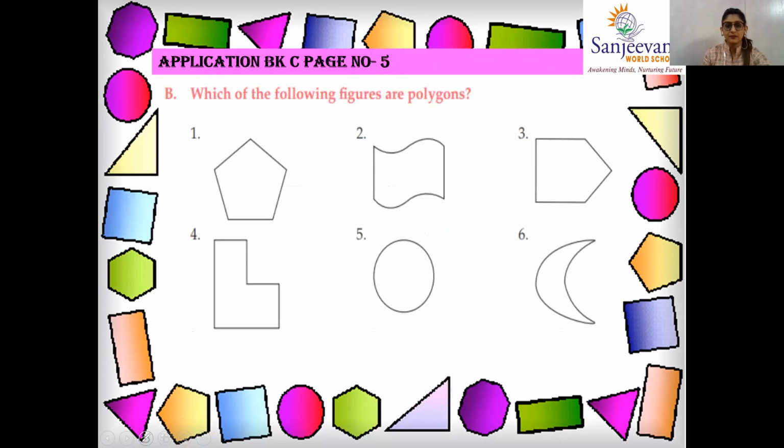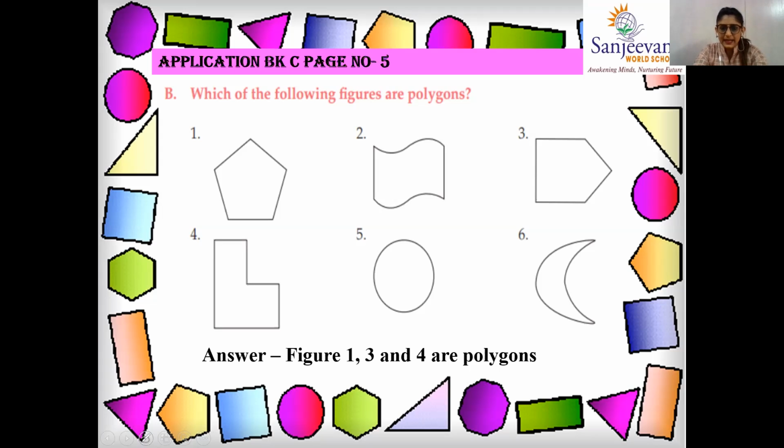Again on page number 5, question number B. Which of the following figures are polygons? How will you identify? Any figure having more than three sides is known as a polygon. It should have three or more than three sides. That figure is known as a polygon. So what do you think over here? Yes, figure 1, figure 3 and figure 4 are polygons.